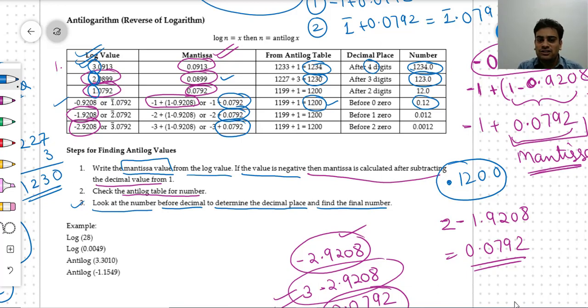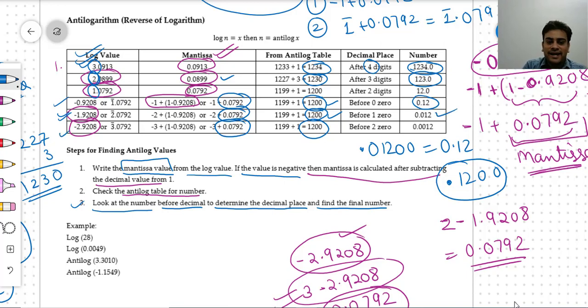Since the Mantissa value is the same in all the 3 cases, we know that the value from the anti-log table will be 1200. Correct? So now we only look at the decimal point, how to determine the zeros and how to put the decimal. In the second example, my log value is negative 1.9208. So before decimal my number is 1. So we need to put 1 zero after decimal. So how does your number look? Decimal, then 1 zero, and your number is 1200, which is equal to 0.012.